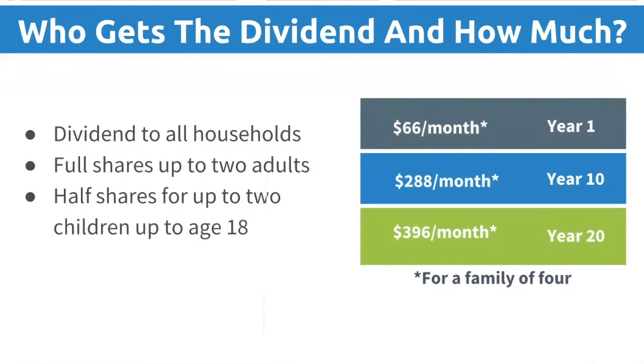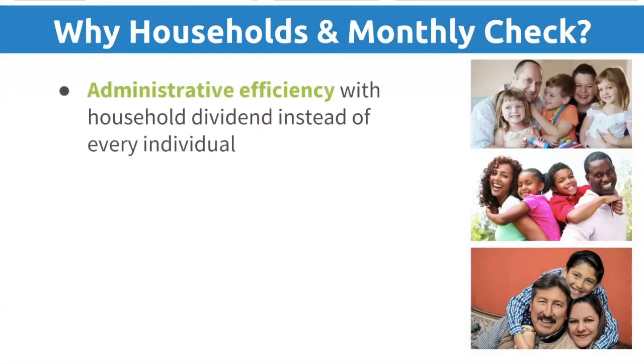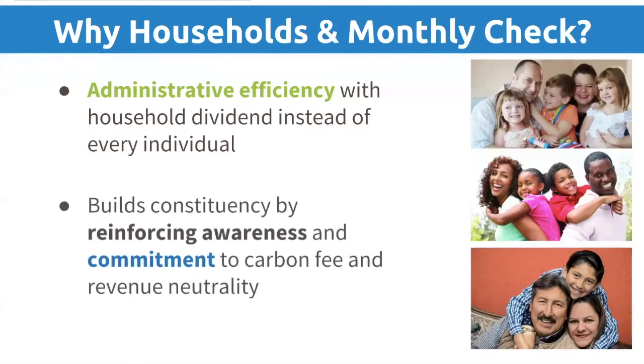Why the household versus individual payment? Households are recipients for reasons of administrative efficiency. Given that there are 150 million plus household tax returns each year, making payments to individuals would increase the number and complexity. The monthly check maintains awareness and builds a constituency for sustaining the carbon fee and dividend, similar to the Alaska Permanent Fund, which provides annual dividends to their citizens.